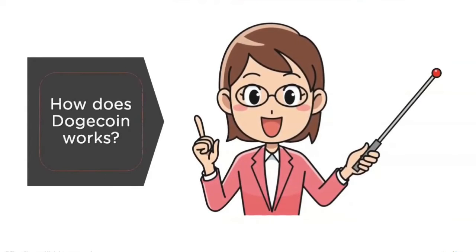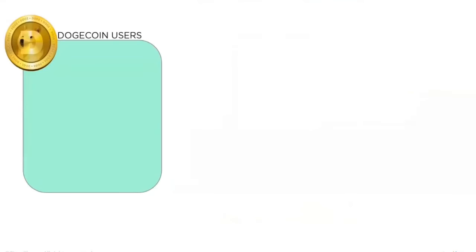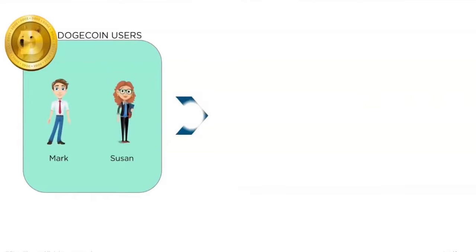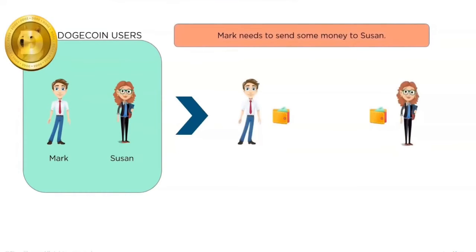Dogecoin was intended to be an altcoin and a meme coin inspired by Shiba Inu's popular meme, aka Doge. Moving ahead, let's have a look at how it works. To understand the workflow, let's take the example of two friends, Mark and Susan. Mark owes some money to Susan, and now he needs to return it. So he thinks of an idea and decides to send her Dogecoin instead of giving her physical money.